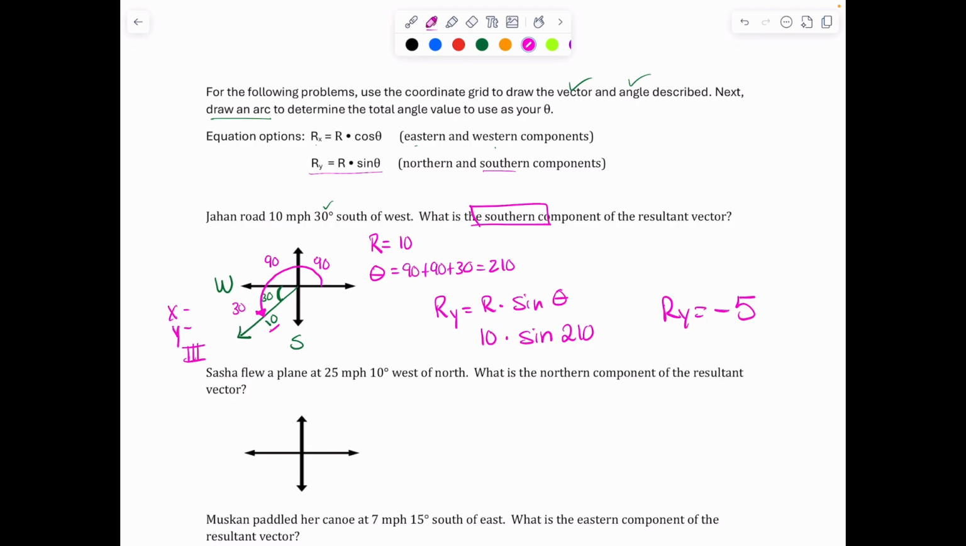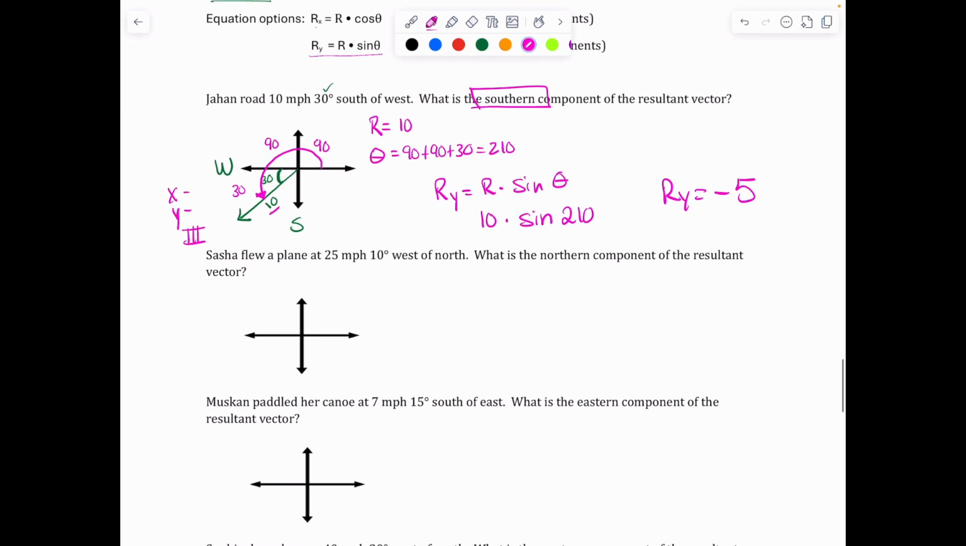Let's take a look at the next one. It says, Tasha flew a plane 25 miles per hour, 10 degrees west of north. So here is north. We're going to go west of north that way, 10 degrees.